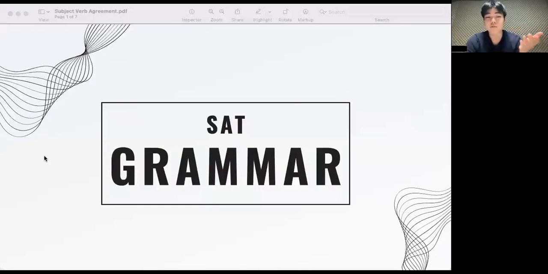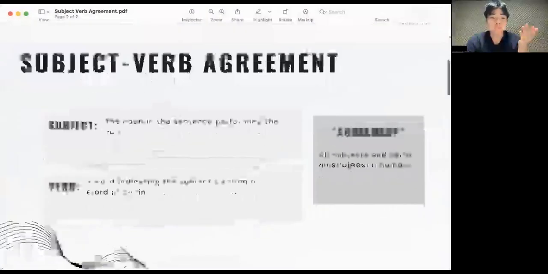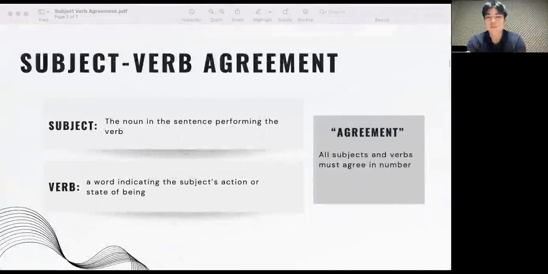Today I'm going to be teaching you SAT grammar, and specifically, we'll be starting with subject-verb agreement. Now, to understand this relatively simple rule of grammar, we have to have a good understanding of what defines each terminology present: subject, verb, and agreement.